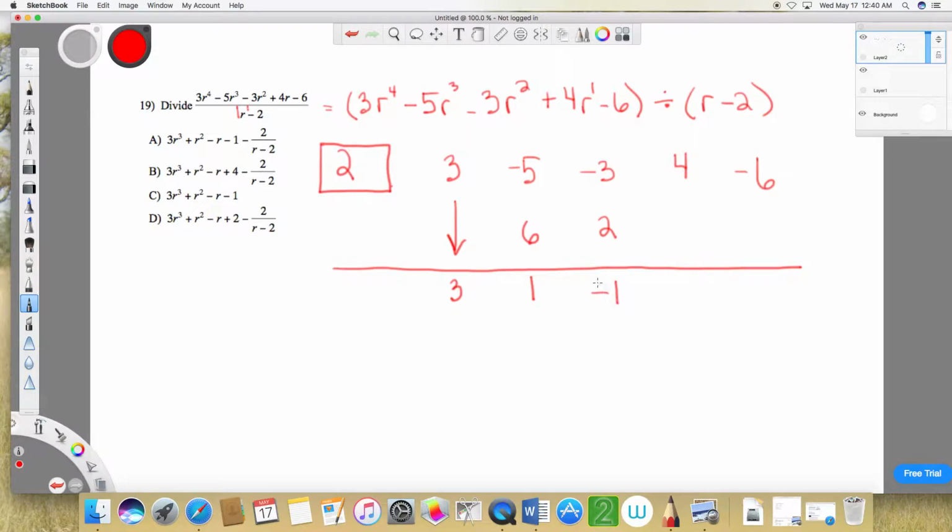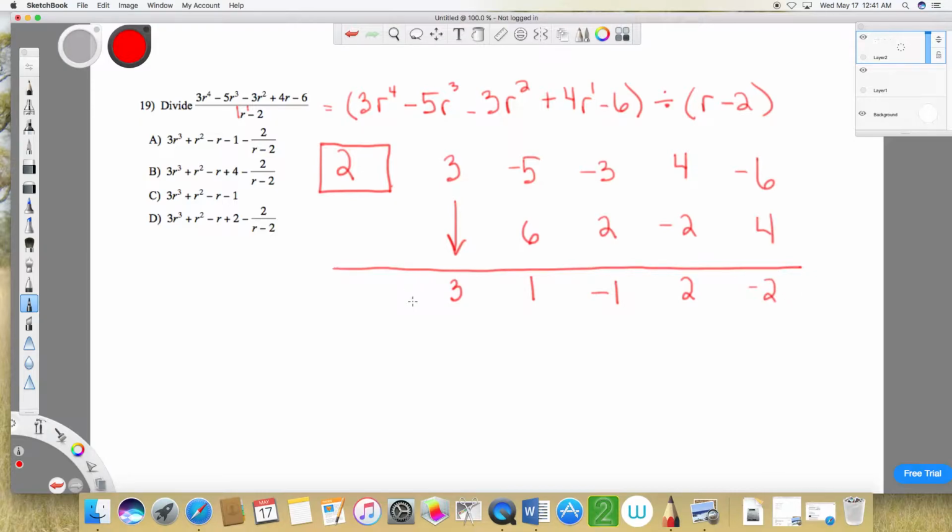-1 is below the line. We multiply it by the number in the box, write it underneath here, add these numbers together. So you just continue doing that until you've gone all the way through your numbers until you get to the last here. And this is our remainder.